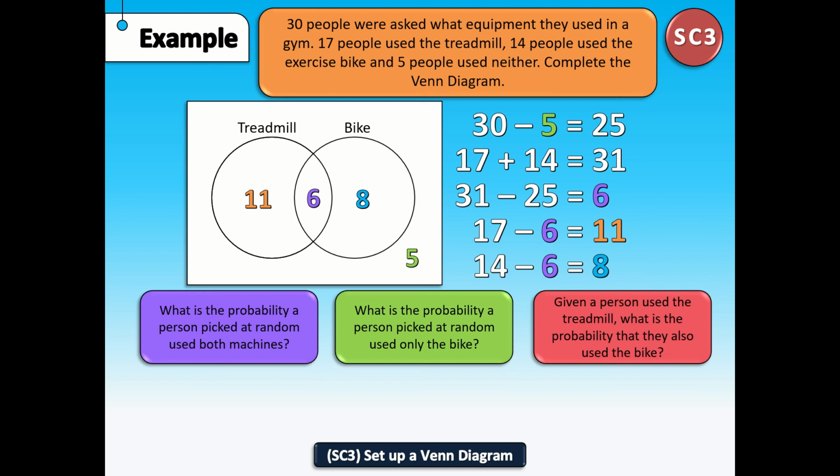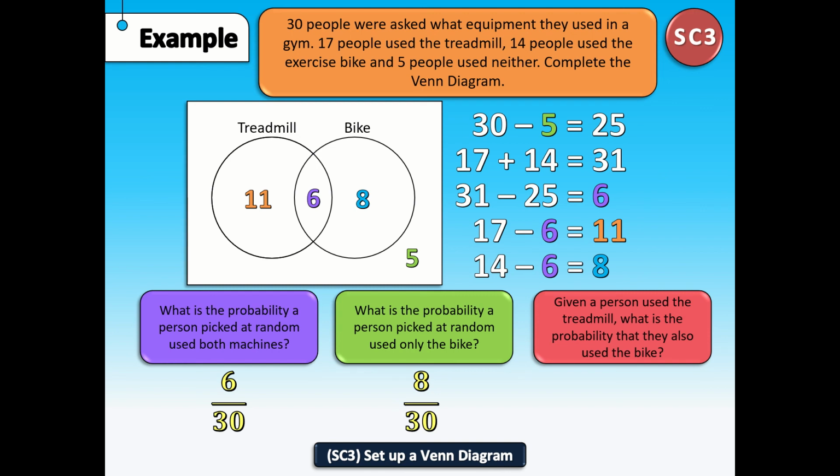What is the probability a person picked at random used both machines? So it's out of everyone, so it's out of 30, and 6 people used both. So the answer is 6 out of 30. The green question says what is the probability a person picked at random used only the bike? So again, this is out of everyone, so it's out of 30, and 8 people used only the bike, so that's 8 out of 30.